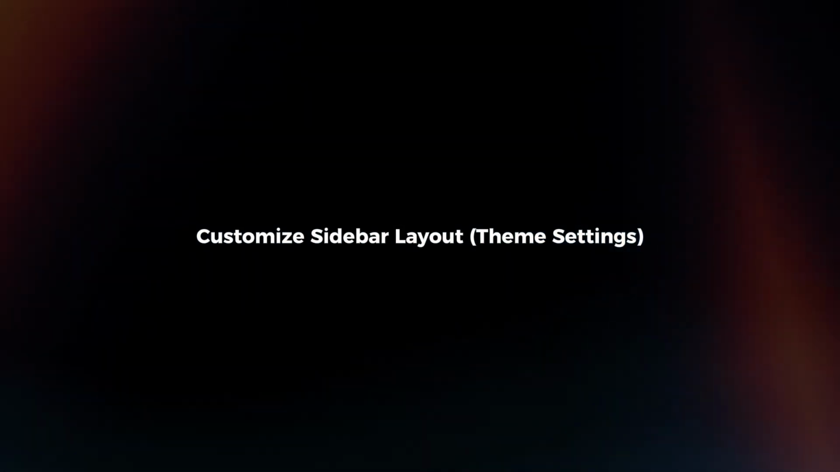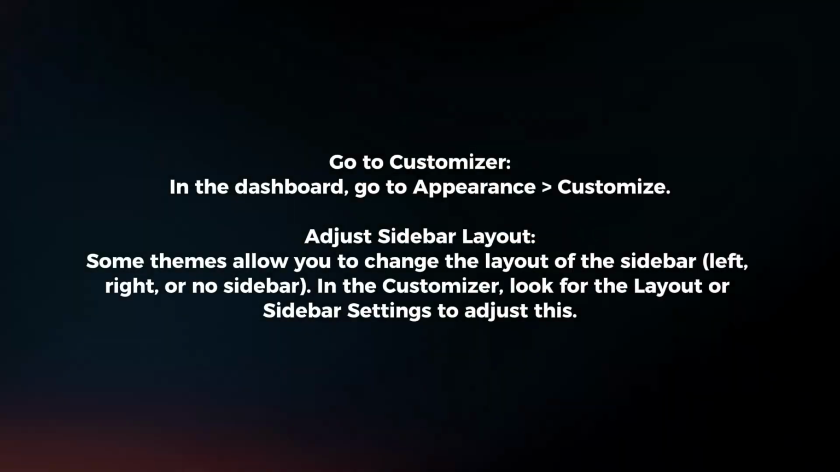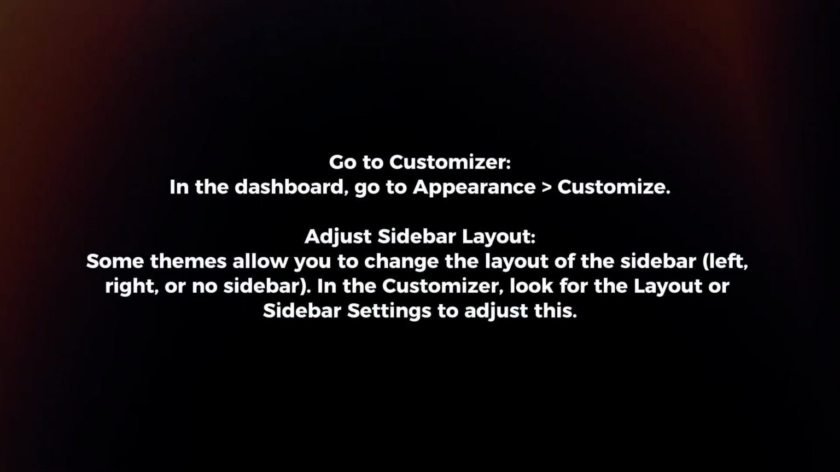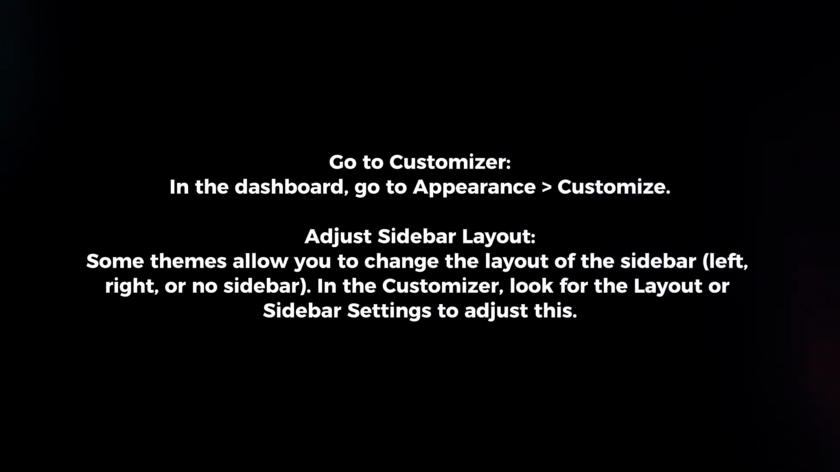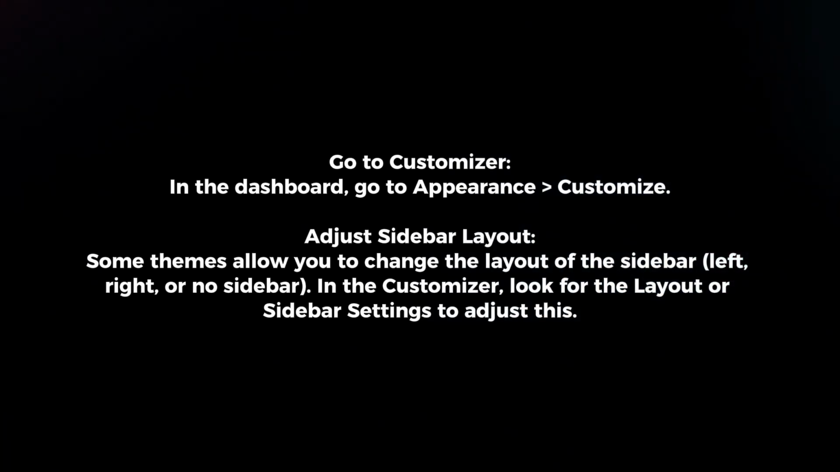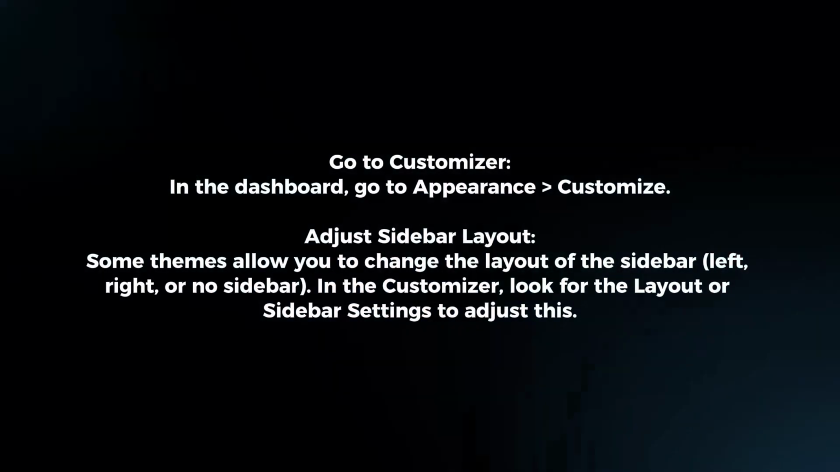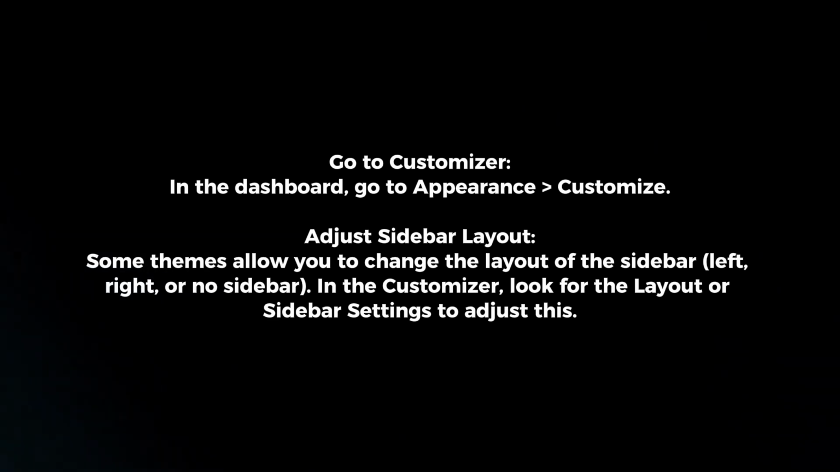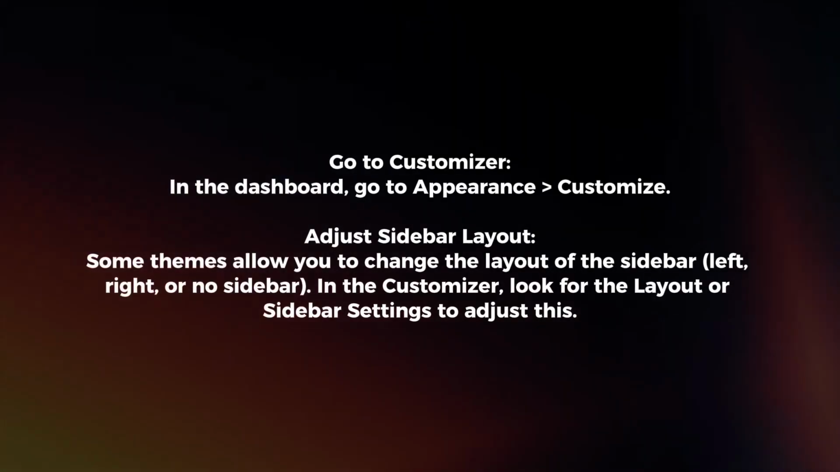Customize sidebar layout. Go to Customizer. In the dashboard, go to Appearance, Customize. Adjust sidebar layout. Some themes allow you to change the layout of the sidebar. In the Customizer, look for the layout or sidebar settings to adjust this.